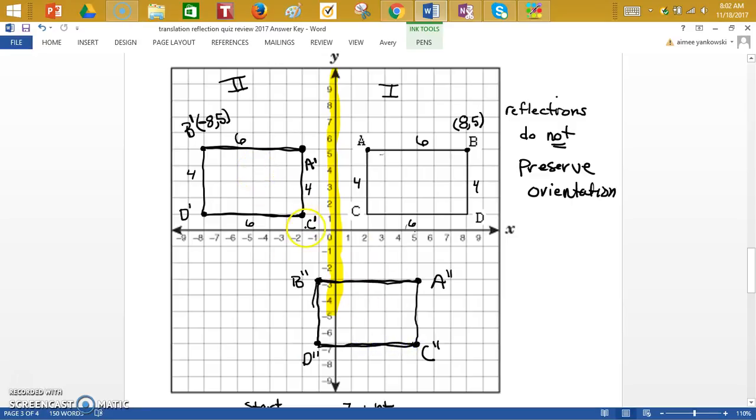Orientation remains the same with translations. If A prime is in the upper right-hand corner of the rectangle, even after I translate it, it's going to be in the upper right-hand corner of the rectangle. This goes A to C to D to B. Still going A to C to D to B. Orientation remains the same in translations, but not in reflections. We talked about that earlier.